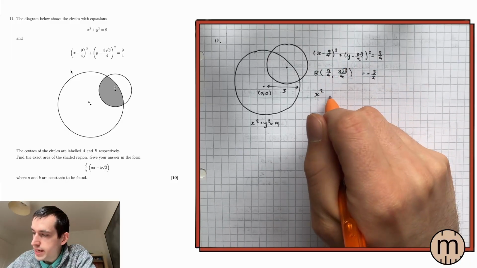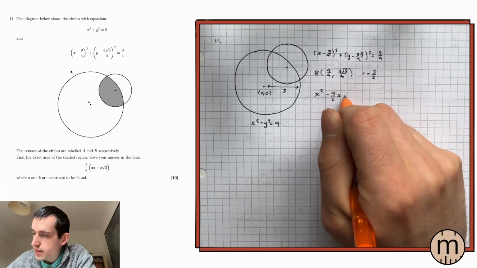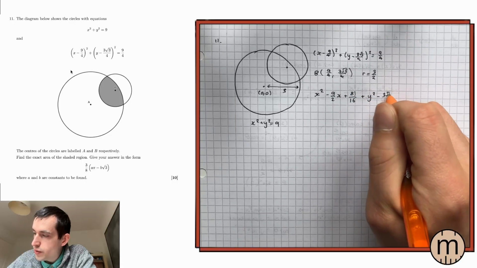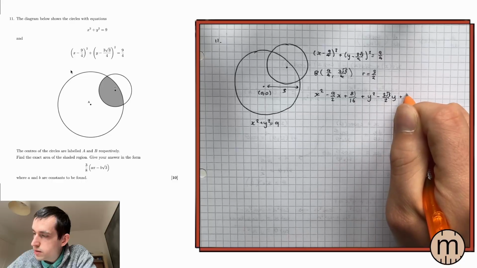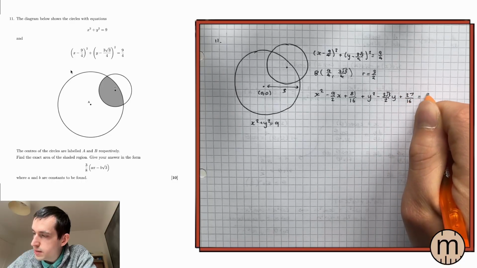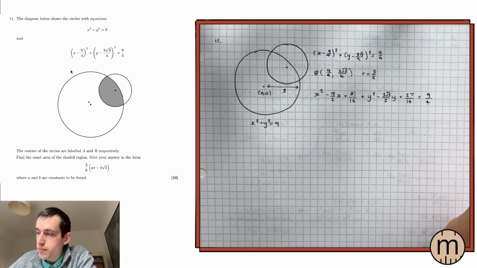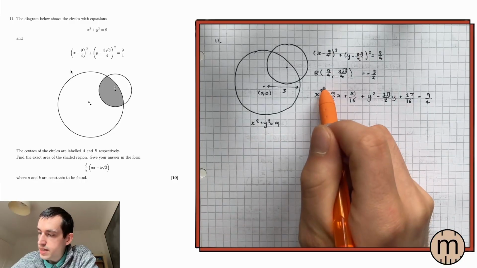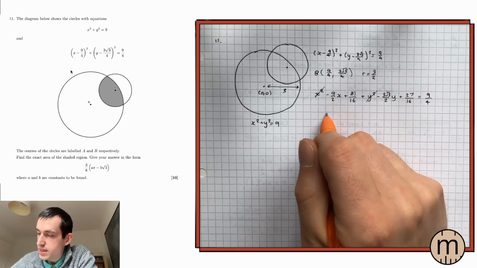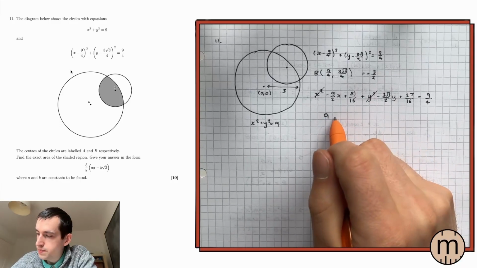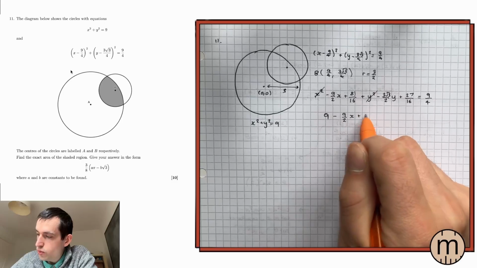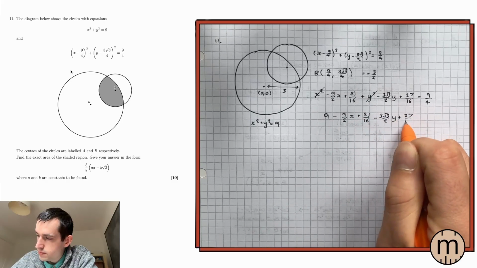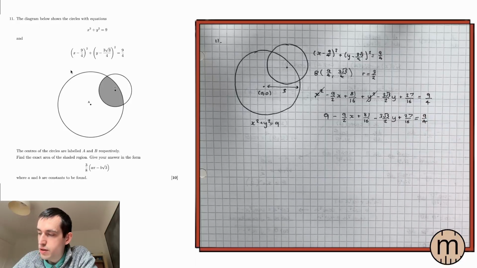So let's expand it. We're going to get x squared minus 9/2 x plus 81/16 plus y squared minus 3√3/2 y plus 27/16, and that's going to be equal to 9/4. But x squared plus y squared is equal to 9, so we can take this x squared and this y squared and just turn them into 9 by substituting. So 9 minus all of this stuff is equal to 9/4.